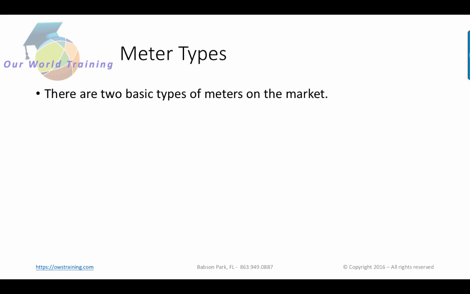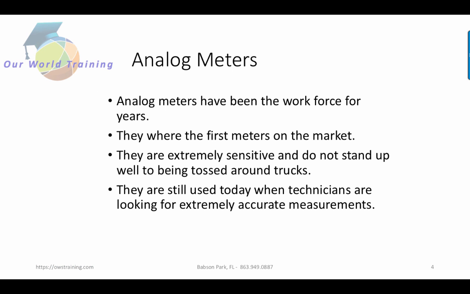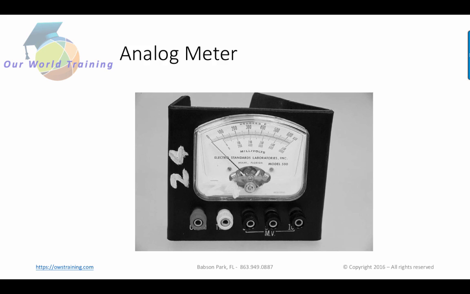There are two types of meters on the market. You have your analog meters. These are very infrequent now, but they've been the workforce for years. They were the first meters on the market, and they're extremely sensitive and don't stand up very well to being tossed around in trucks. They're still used today when technicians are looking for extremely accurate measurements. They are much more accurate than the digital meters.